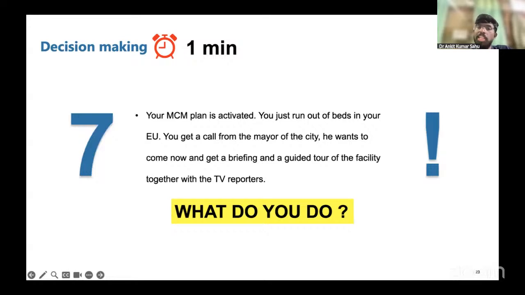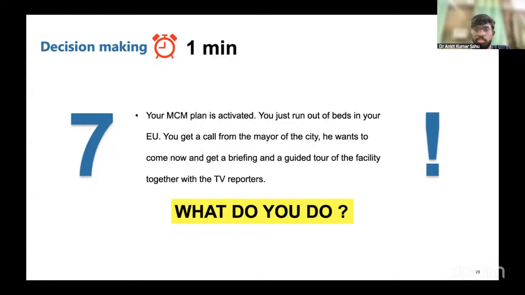Seventh, your MCM plan is activated, but you just ran out of beds in your emergency department. You got a call from the mayor of the city and he wants to come now and get a briefing and a guided tour of the facility together with the TV reporters. This is the real scenario. So what are you gonna do?